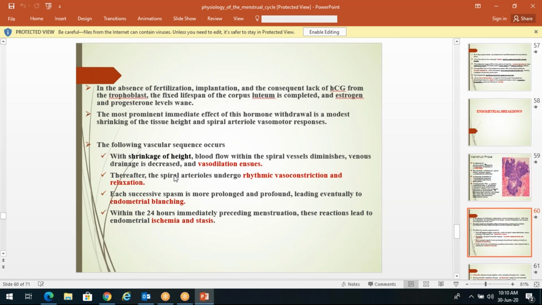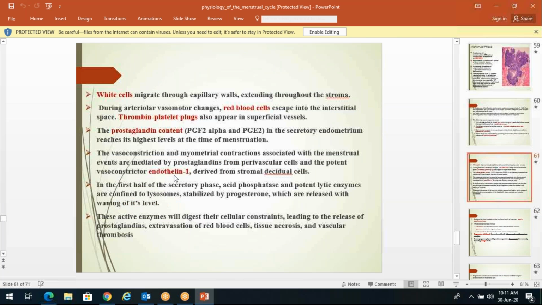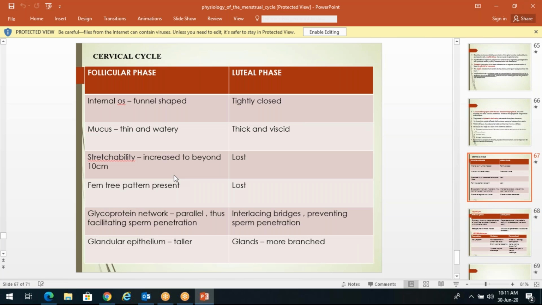These are the main vascular sequences which occur. With shrinkage of the height, blood flow within the spiral vessels diminishes, and venous drainage is decreased, which leads to vasodilation. The spiral arteries undergo rhythmic vasoconstriction and relaxation. Each successive spasm is more prolonged and profound, leading eventually to endometrial blanching, and there will be ischemia and stasis. Because of this ischemia, the endometrium starts shedding.